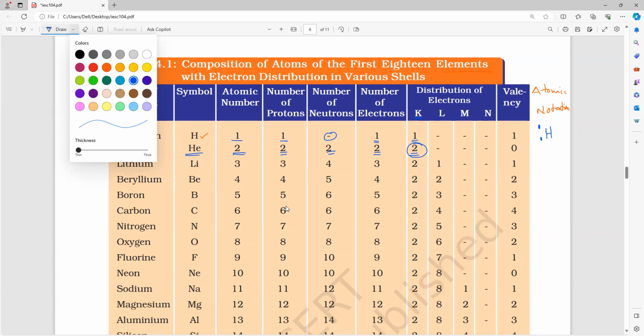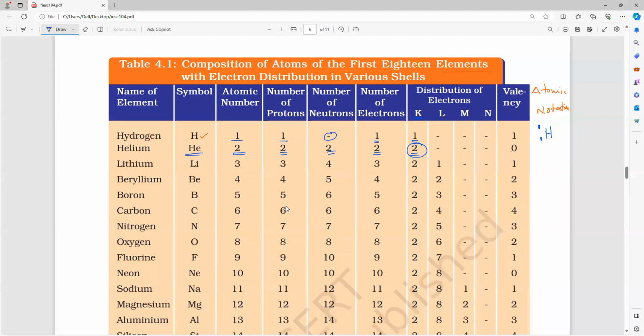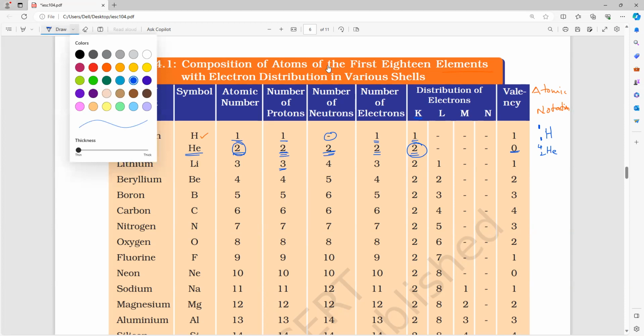It is a special case I told you yesterday. It is only one shell and 2 electrons are there. Then what is the valency? It is already stable, helium. What is the valency? Everybody, 0. So what is the notation? Helium, what is atomic number? Atomic number means only protons. Atomic mass means protons plus neutrons. How much? 2 plus 2, 4. Please speak and do it.